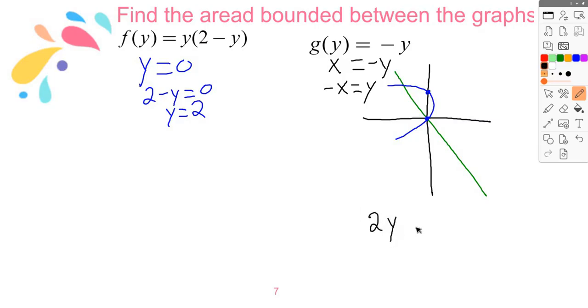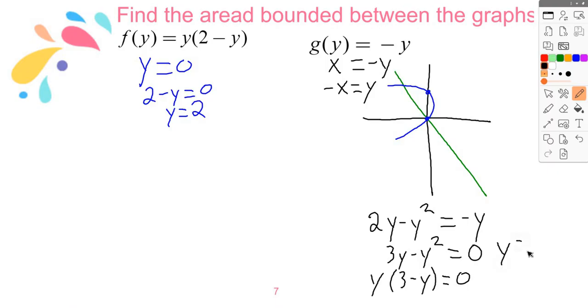So this would be 2y minus y squared equals a negative y, because I'm setting them equal to each other. What should one of them end up being, just by looking at my graph? 0. I should get a 0 somewhere. Because notice, if I add y, I get 3y minus y squared. So what can we factor out? A y. So we get y equals 0 and 3. So I'd have the interval from 0 to 3.